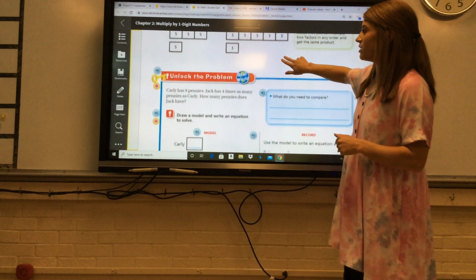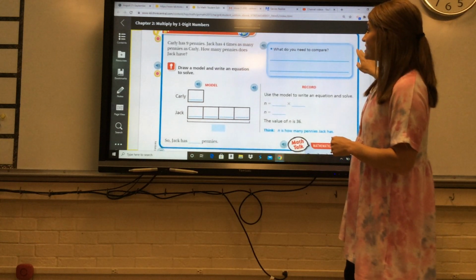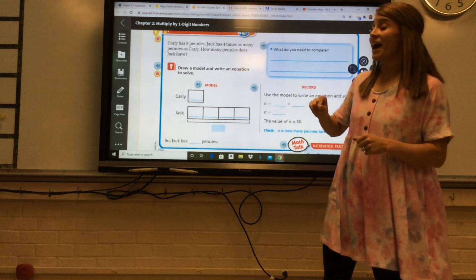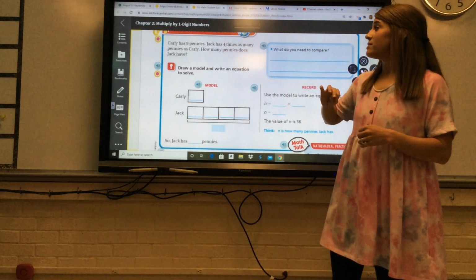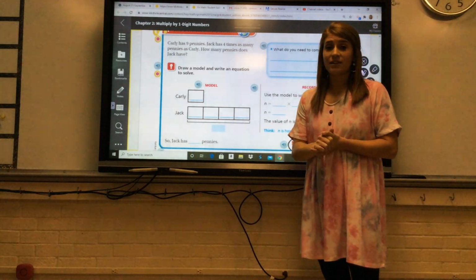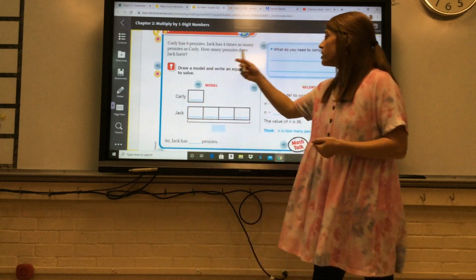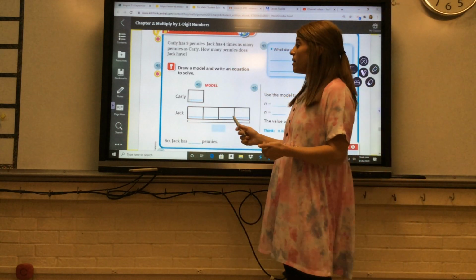All right, so let's look at our unlock the problem. It says that Carly has 9 pennies. Jack has 4 times as many pennies as Carly does. How many pennies does Jack have? Let's figure that out. They have drawn this model for us, and they want us to write an equation and solve it. First, we're going to fill in these boxes.